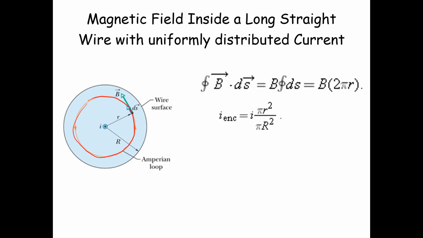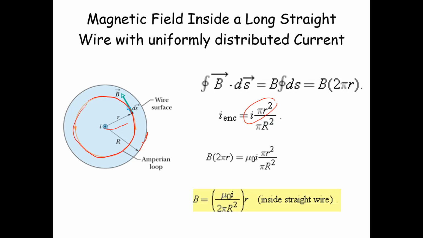So we make a comparison. This is this one, and then pi big R squared is the total surface. So we can calculate the I enclosed. So the total B in this surface becomes mu 0 I.